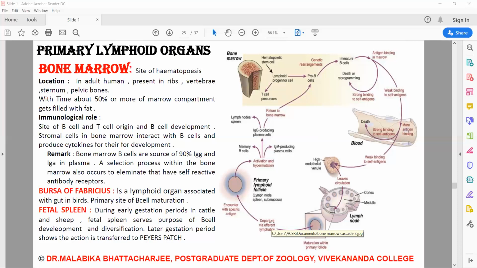But in the case of rabbit, the rabbit also uses gut associated tissue such as the appendix as the primary lymphoid tissue. So it depends from species to species, but bone marrow is an important site of maturation in case of mammals. The hematopoietic stem cells develop in the bone marrow. It is within this bone marrow niche that the lymphocytes are divided into two basic lineages, the T cell lineage and the B cell lineage.